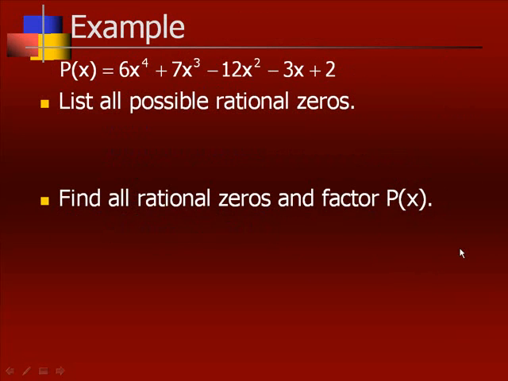So the first example says list all possible rational zeros. Well, factors of 2 are positive or -1 or positive or -2. Factors of the leading coefficient would be positive or -1, positive or -2, positive or -3, and positive or -6. So I'm just going to say positive or negative. 1 over 1 is 1. 2 over 1 is 2.